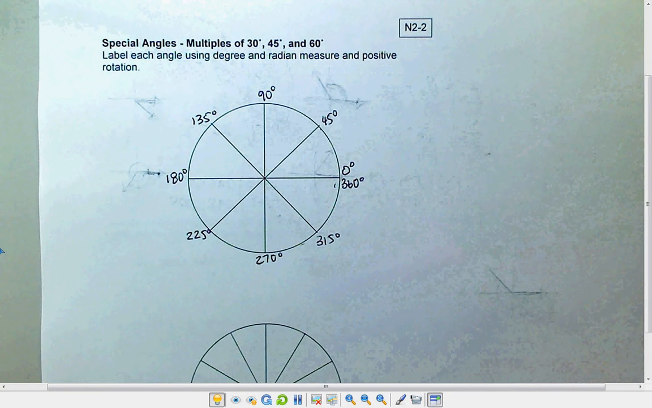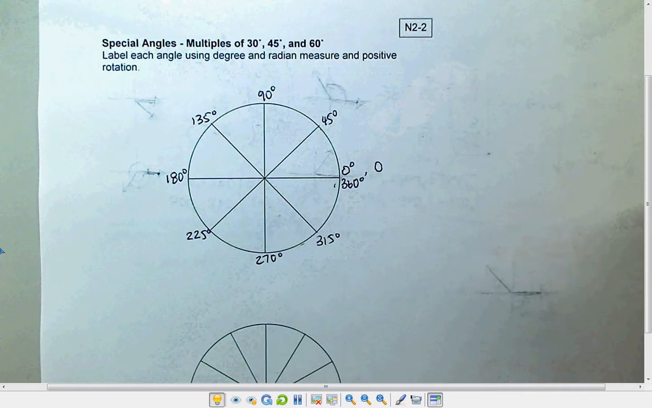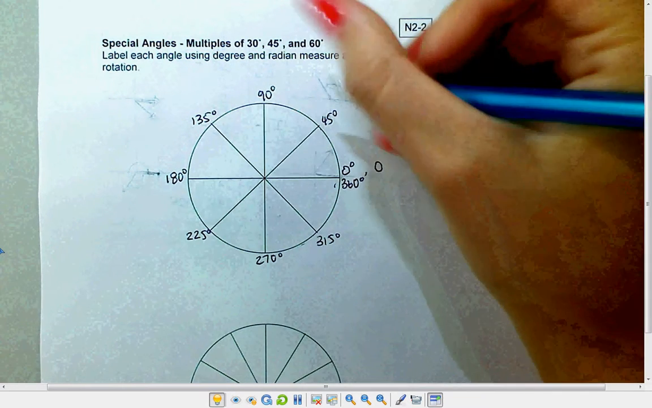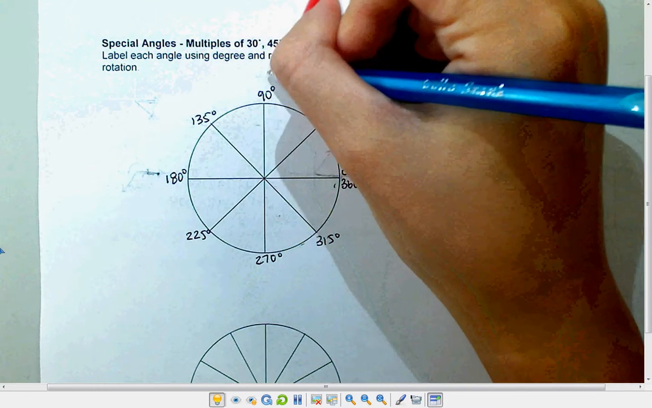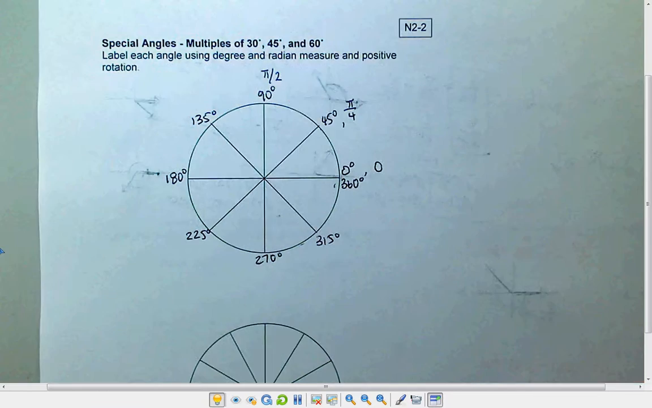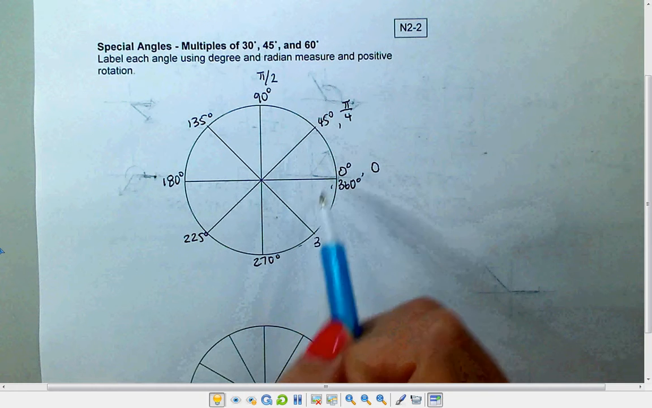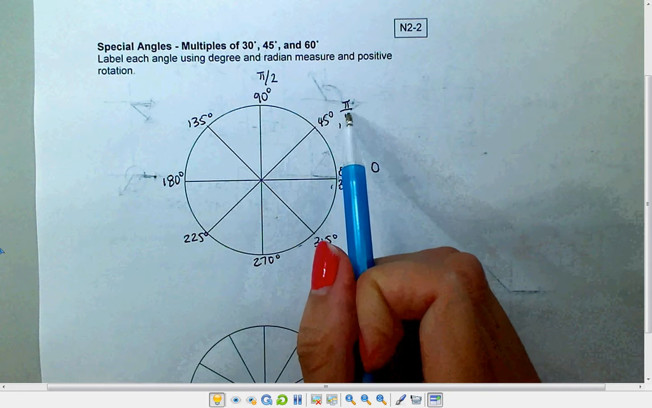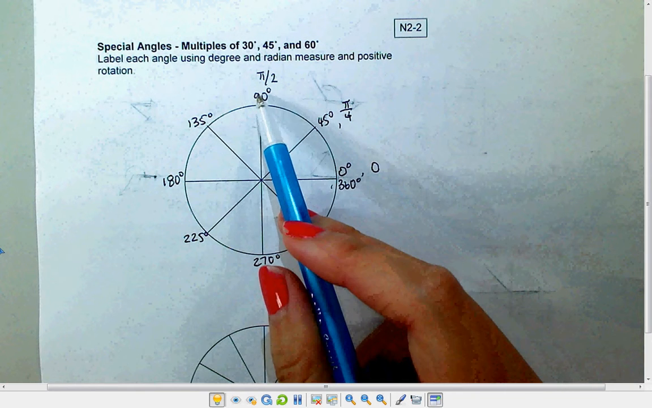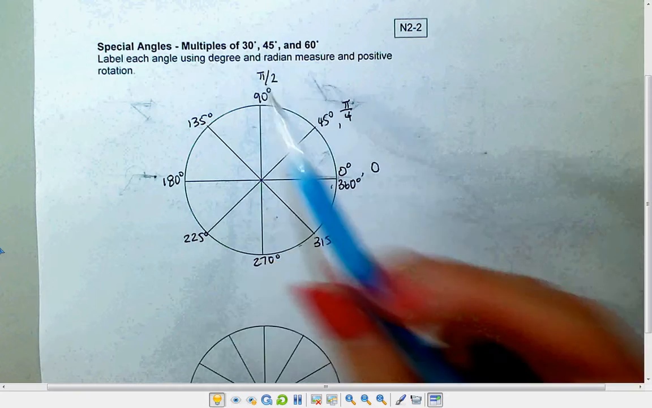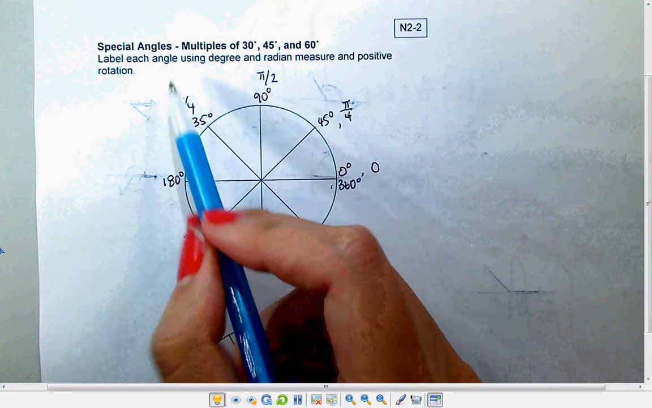Now if we use radians to label this, again we're starting off at 0. 45 degrees is the same thing as pi over 4 radians. 90 degrees is pi over 2. Each of these chunks is 1/4 of a pi radians. So this is pi over 4, this is 2 pi over 4, which is pi over 2. Over here is then 3 pi over 4. Each time we're just adding another pi over 4.